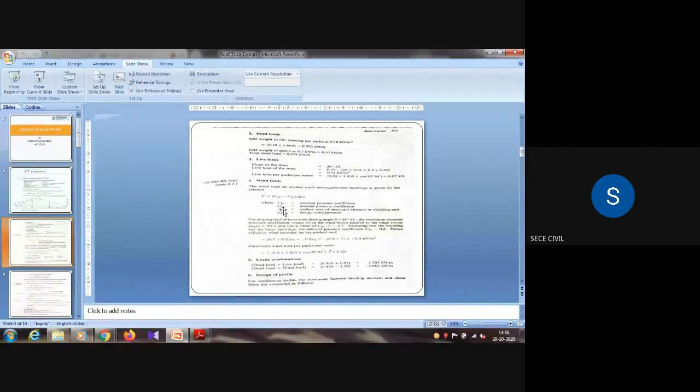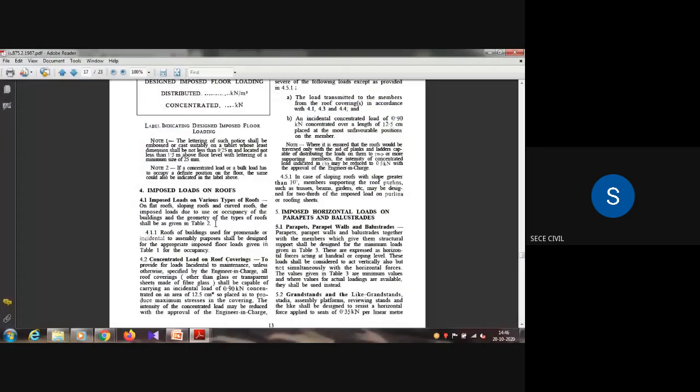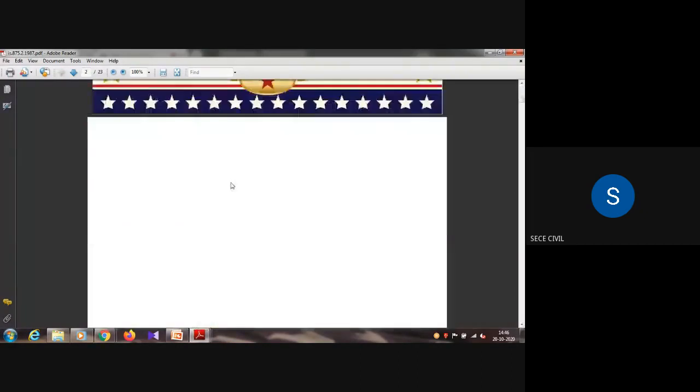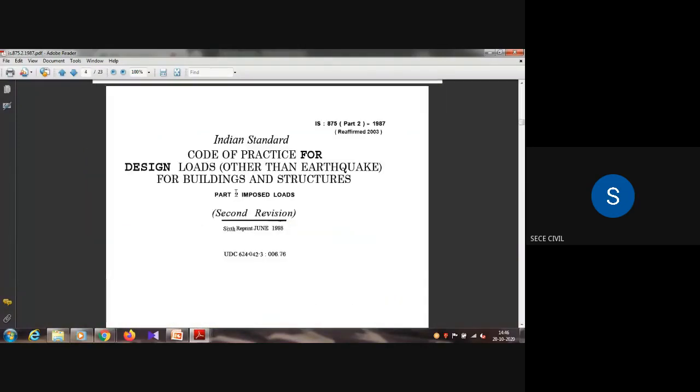So the third one, live load calculation, as per IS 875 part 2. So imposed load, this is the IS 875 code book only. This particular code book is IS 875 part 2. This is a code of practice for design loads, other than earthquake, for buildings and structures. So design loads.